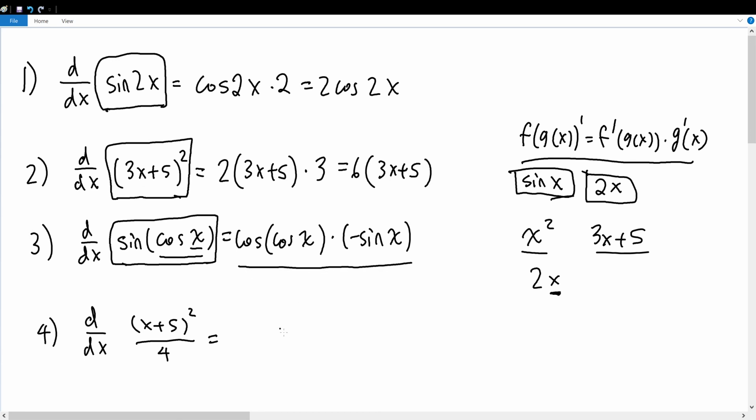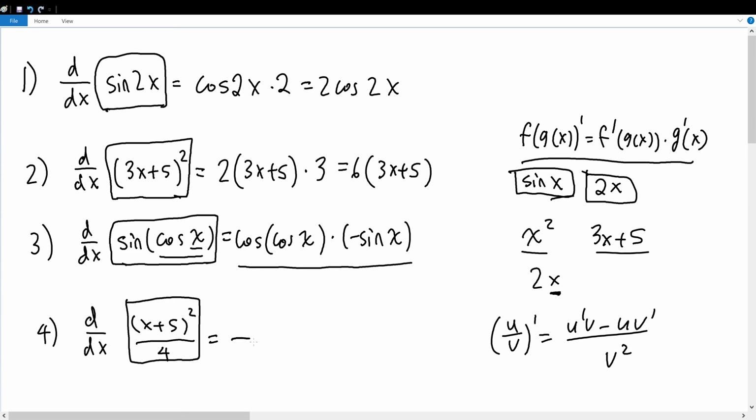And now for our final question. The derivative of x plus 5 squared divided by 4. So this is in the form of a quotient. Therefore, we must apply the quotient rule in order to differentiate this with respect to x. So the quotient rule, as a brief overview, where u and v represent functions, will be equal to u prime v minus u v prime, divided by v squared.